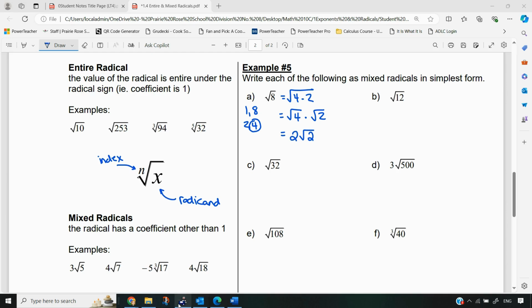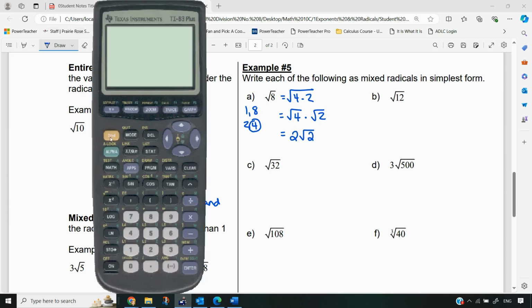Now it's very easy to check my work with my calculator. I can type in the square root of 8 and 2 root 2, and I should get the same decimal, which tells me I've done this correctly.